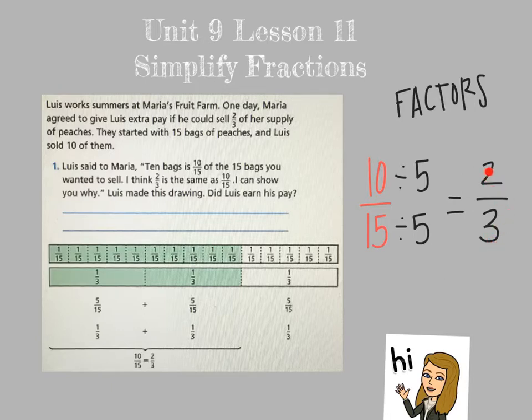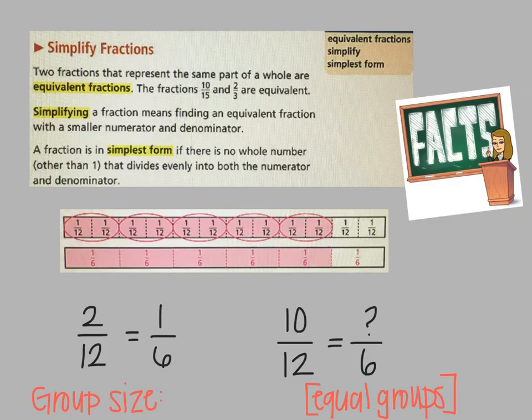Then you ask yourself, can I break it down any further? Well, the only number that 2 and 3 have in common to divide by is dividing by 1, which would give me the same number. So this fraction is done and is in its simplest form. So now let's practice with some more.